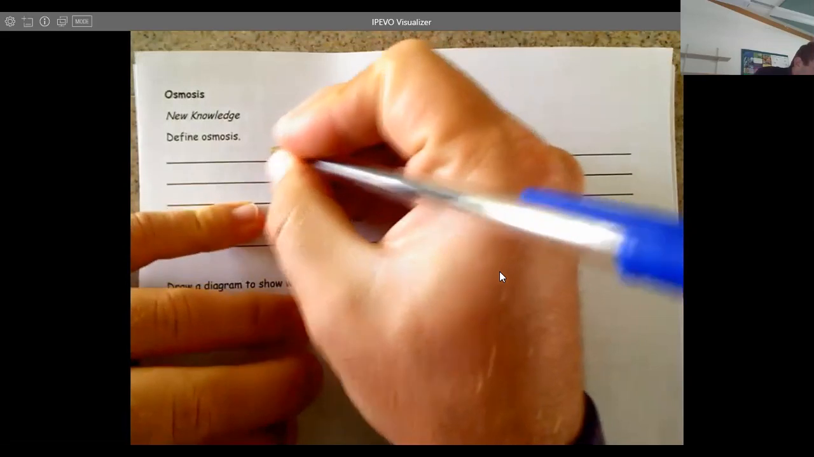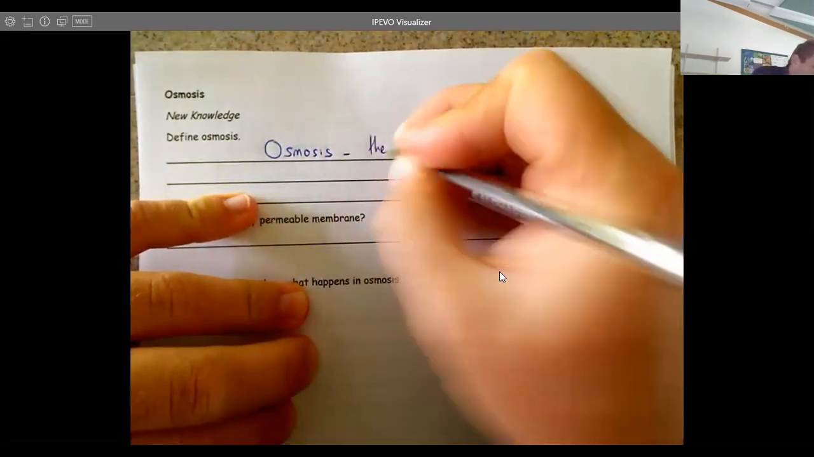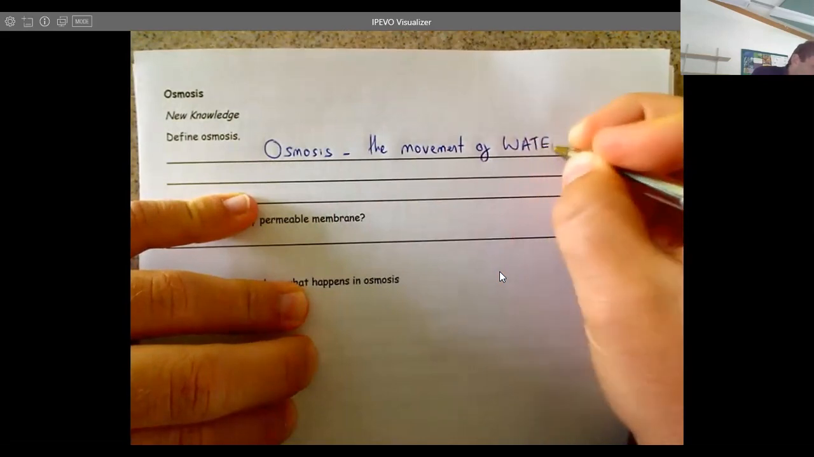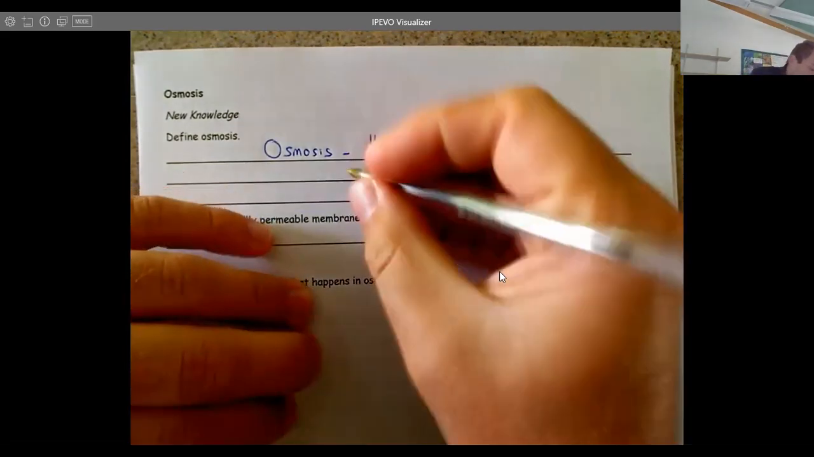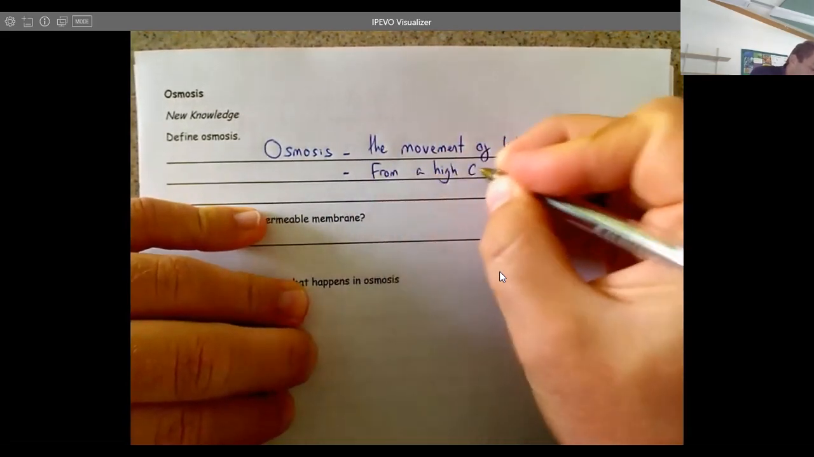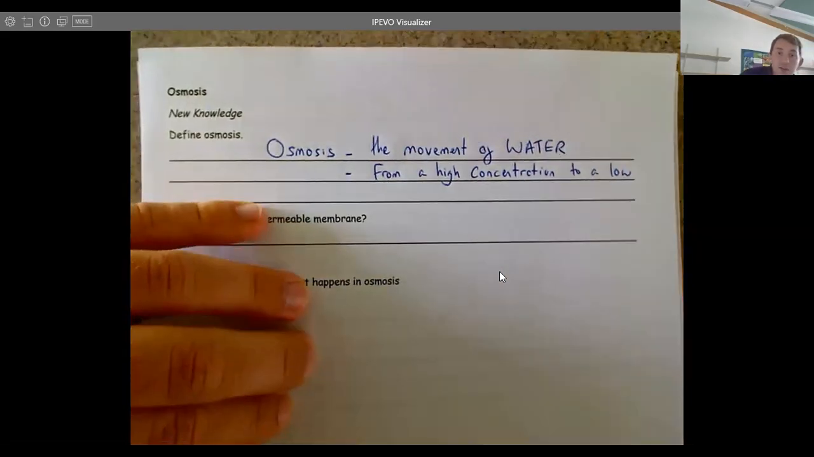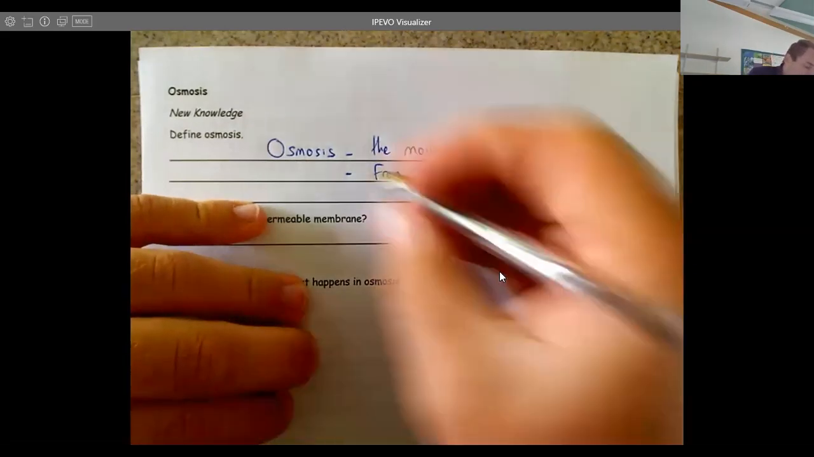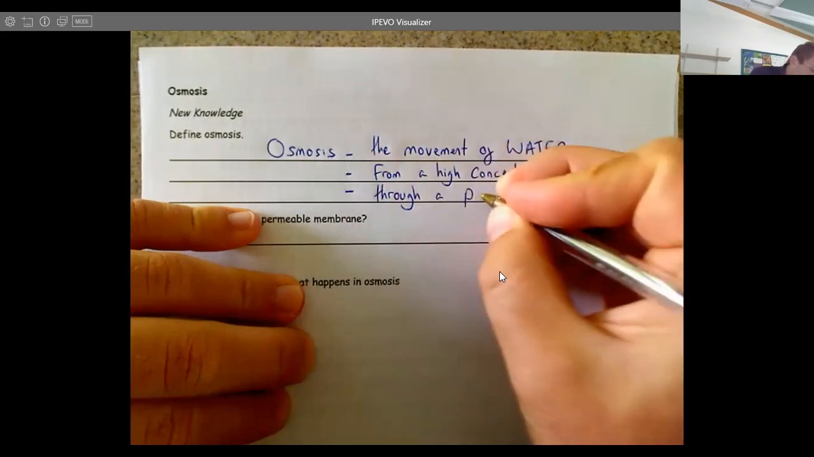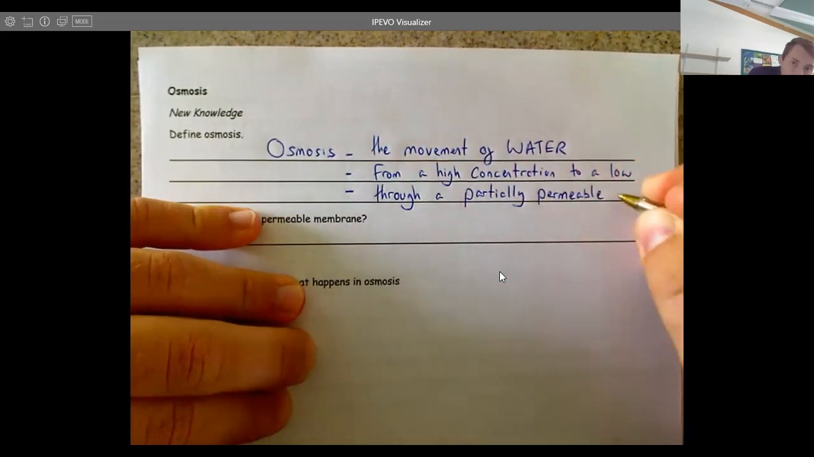Now, osmosis, okay, so I'm going to split it into 3 memorable bullet points for you. Osmosis is the movement of water. That is the key thing there, the movement of water. And it's when water moves from a high concentration to a low concentration. So again, that's got that in common, hasn't it, with diffusion. And finally, the extra bit, it travels through a partially permeable membrane.